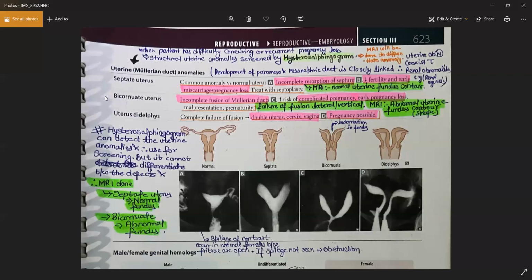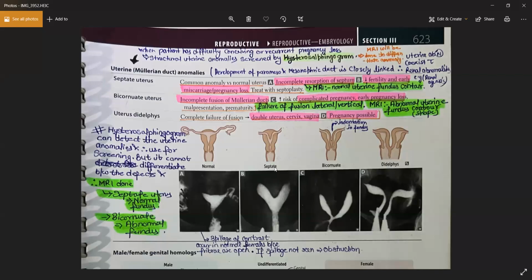Then you have the bicornuate uterus, in which you have the incomplete fusion of the Mullerian ducts. And as a result, you will end up having this kind of structure. Now, when you do the hysterosalpingogram of a septate patient or a bicornuate patient, it will look very similar, right? You will think that it could be a septa also. So how do we differentiate between a septate uterus and a bicornuate uterus? It would be done with the help of MRI.